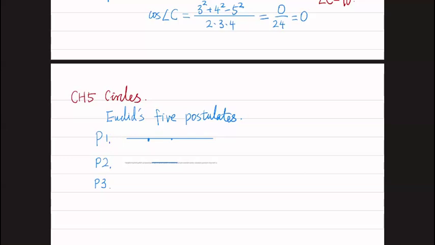Is the third one the one about circles, or is that the fourth one? Third one is about a circle can be drawn with any given radius. Okay, so any point, any radius, we can draw a circle. Let me try to draw one. Hopefully it is a good one. Okay, not bad.